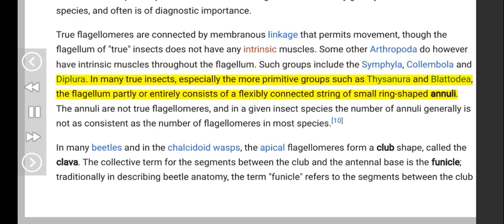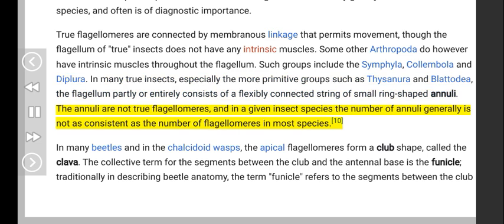In many insects, especially the more primitive groups such as Thysanura and Blattodea, the flagellum partly or entirely consists of a flexibly connected string of small ring-shaped annuli. The annuli are not true flagellomeres, and in a given insect species the number of annuli generally is not as consistent as the number of flagellomeres in most species.